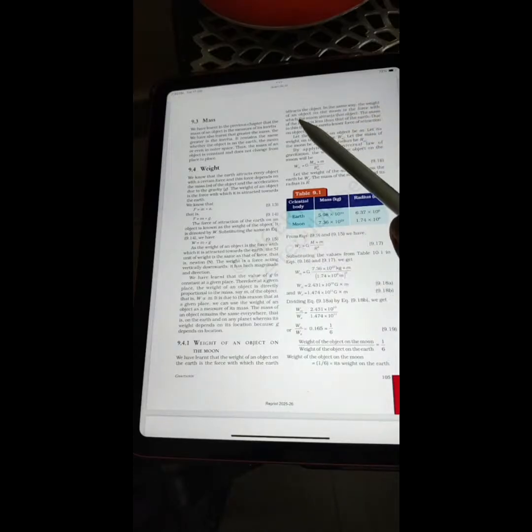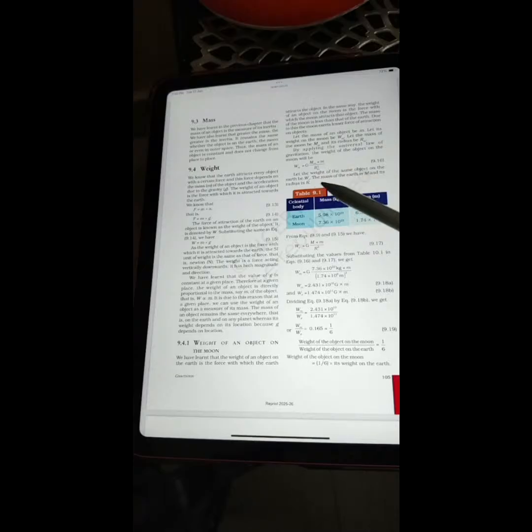In the same way, the weight of an object on the moon is the force with which the moon attracts the object. The mass of the moon is less than that of the earth. Due to this, the moon exerts a lesser force of attraction on objects. Let the mass of an object be m, let its weight on the moon be Wm, let the mass of the moon be Mm, and its radius be Rm. By applying the universal law of gravitation, the weight of the object on the moon will be Wm = G Mm m / Rm².